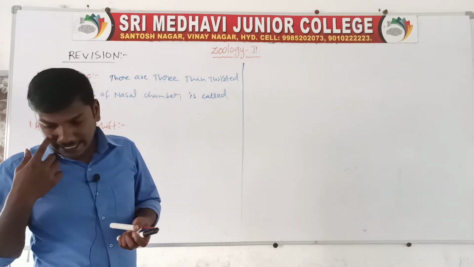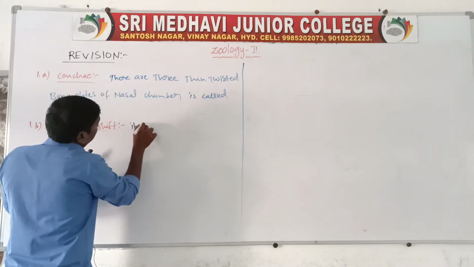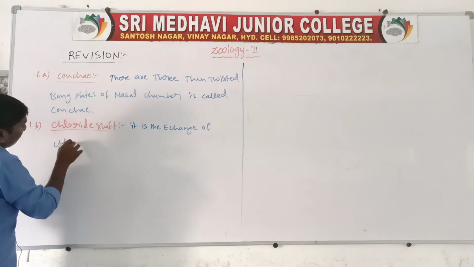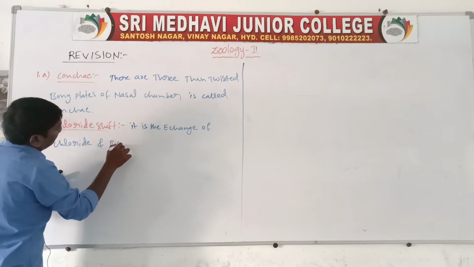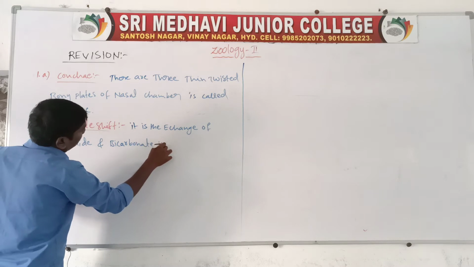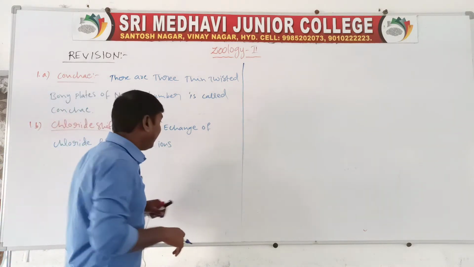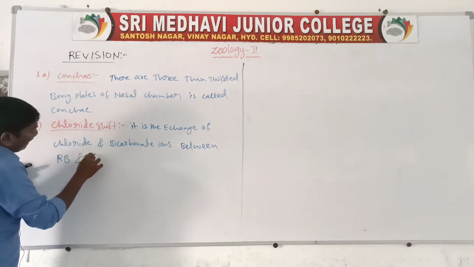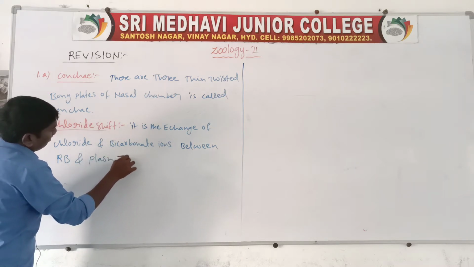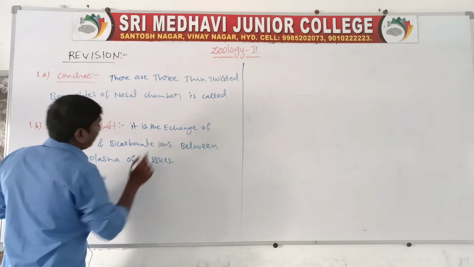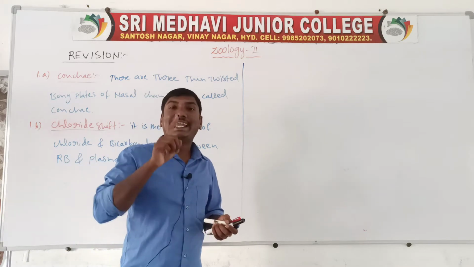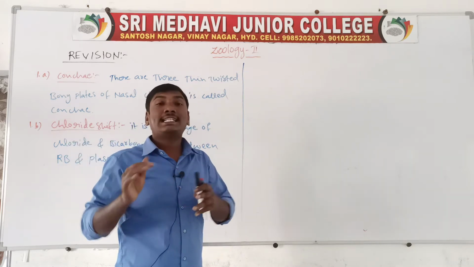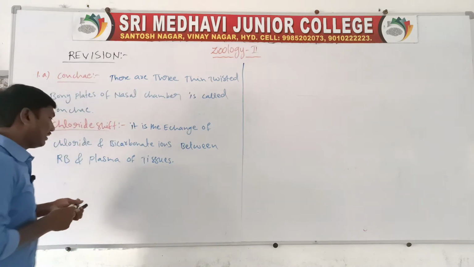It is the exchange of chloride and bicarbonate ions between the red blood cells and the plasma of the tissues. This is called chloride shift.